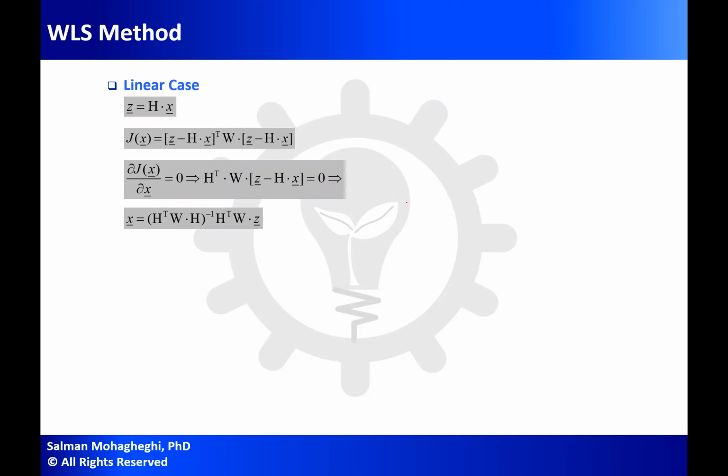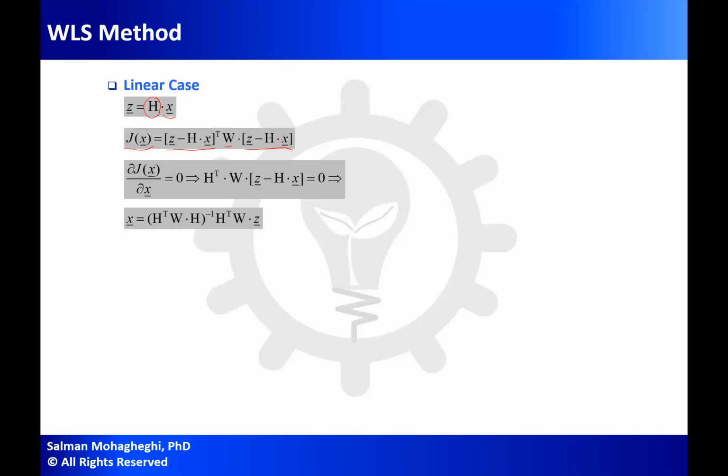In a special case where the relationship between the states and measurements is linear, things are going to be much, much easier. So here, instead of having z equals a function h of x, it's going to be in the form of some constant function matrix h, times a vector of x's. And your objective function becomes z minus h times x transpose times w times z minus h times x. We do the same thing, essentially. We find the derivative of that with respect to x.